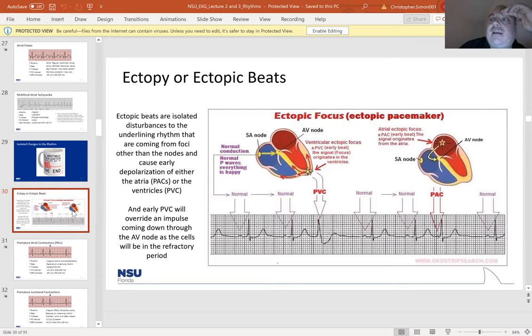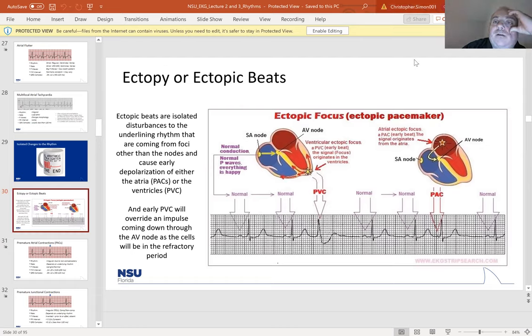It's like if you had a band or an orchestra, a symphony, whatever they call it, of like 100 people playing musical instruments. And then all of a sudden, one person played a note that was completely wrong from the other 99 people. That would be an ectopic beat, okay? So when you have a PVC, for example, okay?